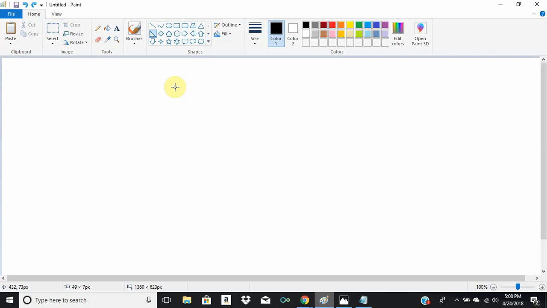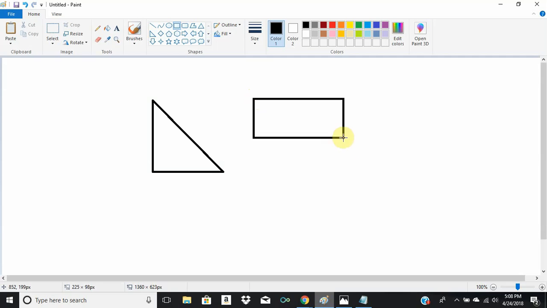This year we've talked about two major shapes that are used in tessellations, and these are quadrilaterals and triangles. Quadrilaterals are shapes with 4 sides, and triangles are shapes with 3 sides. Observe the quadrilateral and the triangle.